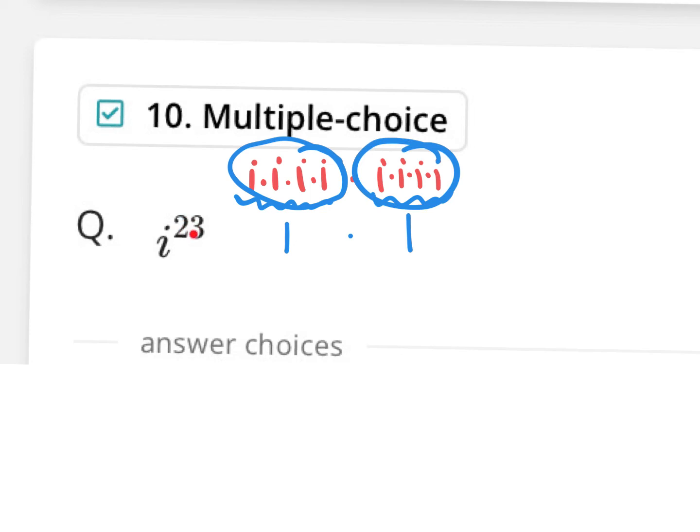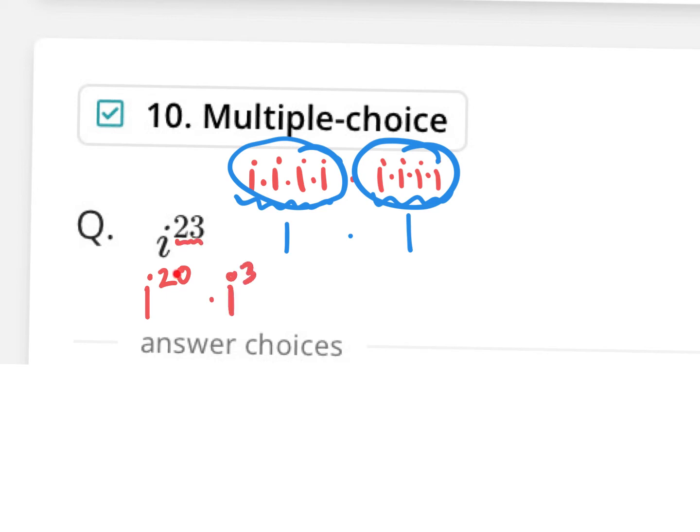So if the 23 i's could all be grouped in groups of 4 with nothing left over, then your answer would be 1. But how many i's would you have left over? Well, we know 20 is divisible by 4, so 20 would be able to be grouped in 4 i's each. So if I were to rewrite this as i to the 20th, how many more i's would I need to get back to the i to the 23rd? I would need 3 more i's.